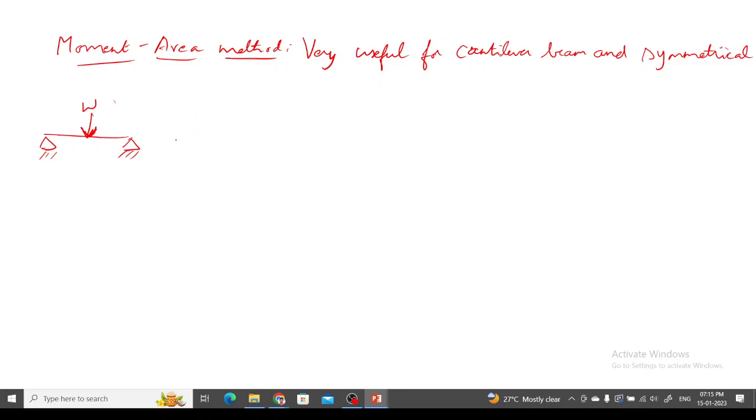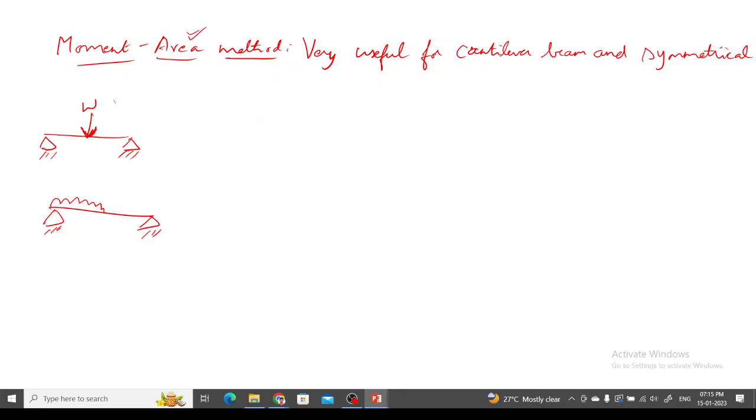Sir, the main issue I faced is regarding the composite beam where EI varies. See, where EI varies, this method is very useful. The moment area method is useful. Let us see all those things.